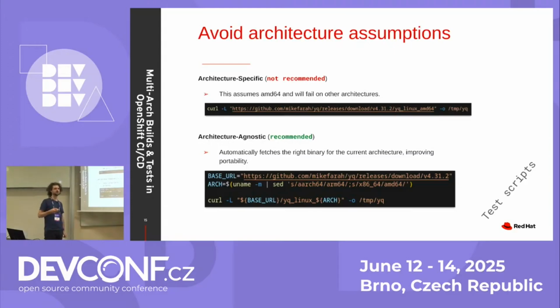The same happens with the test scripts, right? If your test wants to run something on ARM, and then you go inside your script and say, oh, I need the Yaku in this case, so I'm going to download it, and you download exactly the AMD64 binary, you will have failures when you run it on an ARM node, right? So there are better approaches to be architecture agnostic.